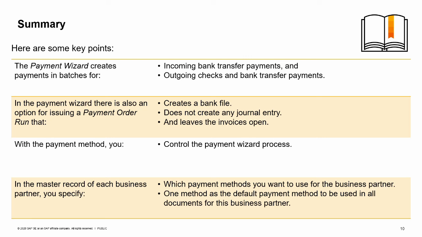With the payment method, you control the Payment Wizard process. In the master records of each business partner, you specify which payment methods you want to use for the business partner and one default payment method to be used in all documents for this business partner. You have completed the topic on handling payments.